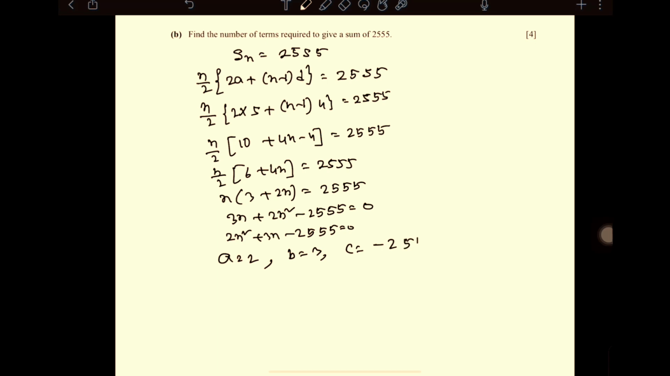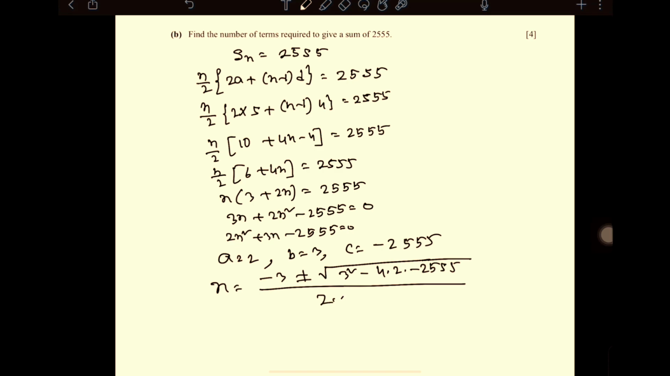So n equals minus 3 plus or minus root over 3 square minus 4 times 2 times minus 2555, divided by 2 times 2.